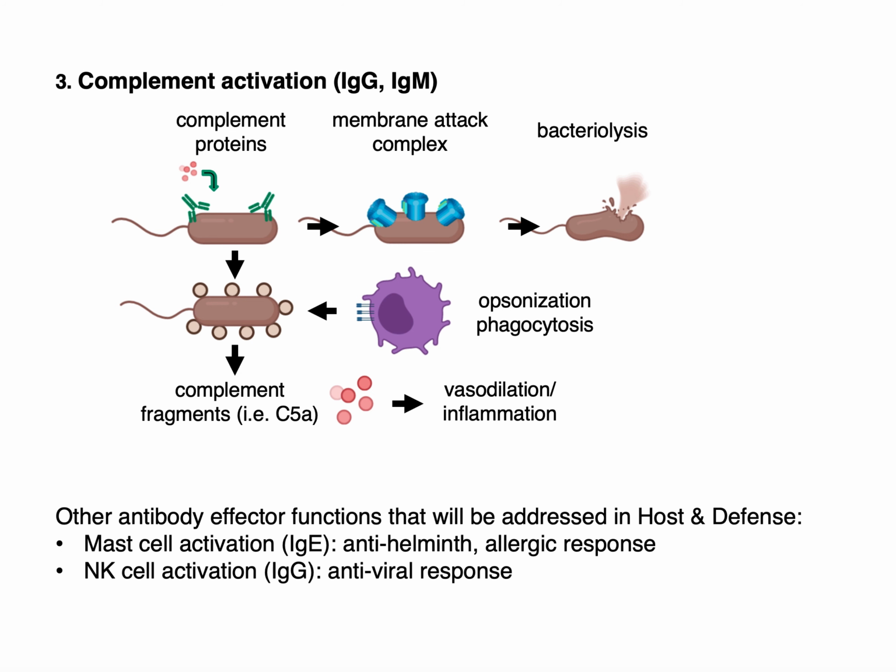Now, there are some other key antibody effector functions that we're not going to discuss in this class. We'll hit them up more in host and defense. Don't worry about them for now. That includes antibodies that induce mast cell activation during the allergic response, and antibodies that induce natural killer cell activation during the antiviral response. These are important effector functions, but beyond the scope of what I want to cover in this introductory session.